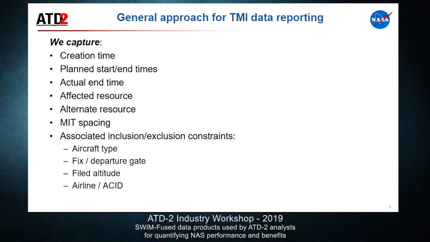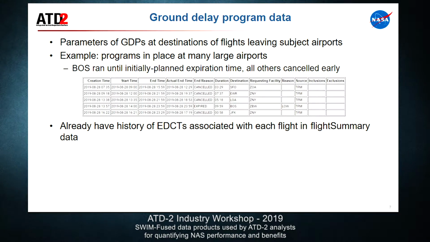So, show a couple examples of what we've got here. Hopefully you can read the table there, maybe not. If not, check out the slides afterwards. So for ground delay programs, we capture the parameters of them at destinations for flights leaving the airport that we're studying. So the flights leaving North Texas, both from Love Field and DFW, have the same restrictions applied because they're in the same center here. So we capture that in one place for both airports.